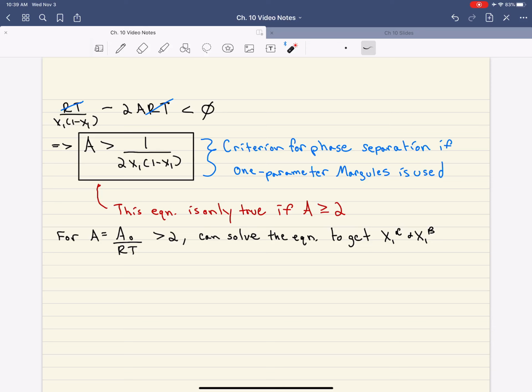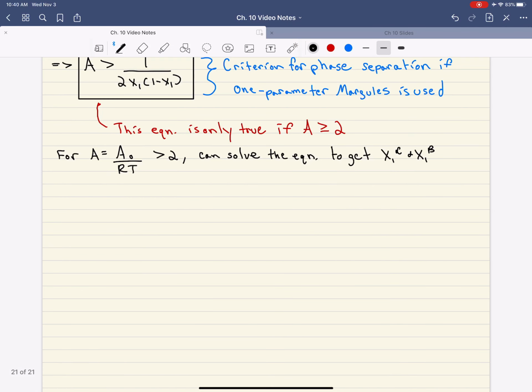All right, and so to give you at least some understanding of how this equation works, let's go through some examples where you plug in numbers. For example, let's say our A is equal to 5, so we're at some temperature and we have some A0 value where this ratio gives you 5. We know 5 is greater than 2. And so if you solve the equation, your lower value, which I'll call alpha, is 0.113, and your higher value, which I'll assign to beta, is going to be 0.887.